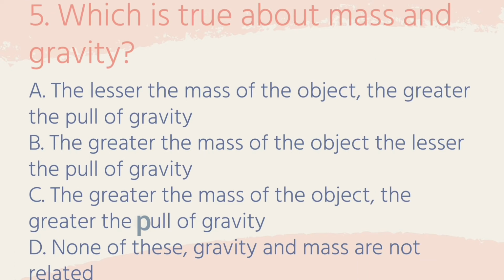Number 5. Which is true about mass and gravity? A. The lesser the mass of the object, the greater the pull of gravity. B. The greater the mass of the object, the lesser the pull of gravity. C. The greater the mass of the object, the greater the pull of gravity. D. None of these. Gravity and mass are not related.